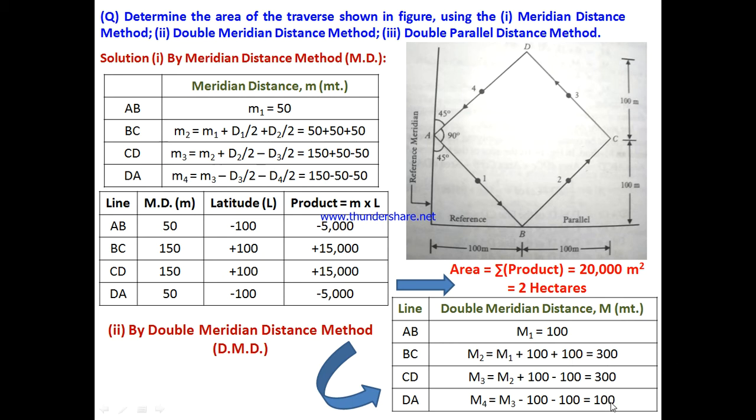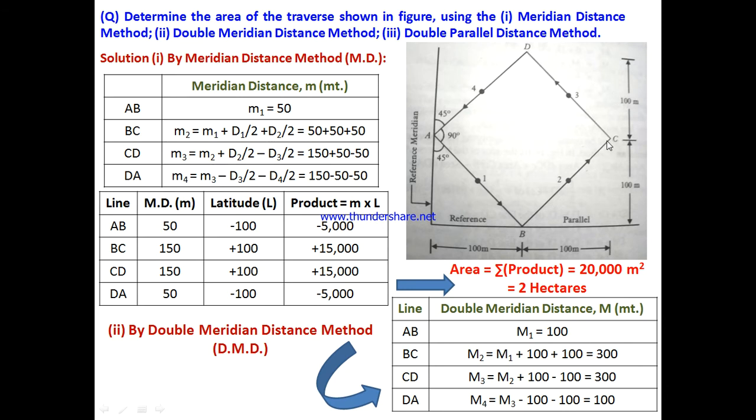Here we are getting it like that. I feel it is very simple and you are clear with how to calculate the double meridian distance, but I can repeat it again. For example, double meridian distance for M1, for line 1, is equal to this meridian distance here up to here, which will be equal to 100. Then for line BC, it will be equal to meridian distance of B plus meridian distance of C. So meridian distance of B will be 100 and meridian distance of C will be 100 plus 100, which will be equal to 300.